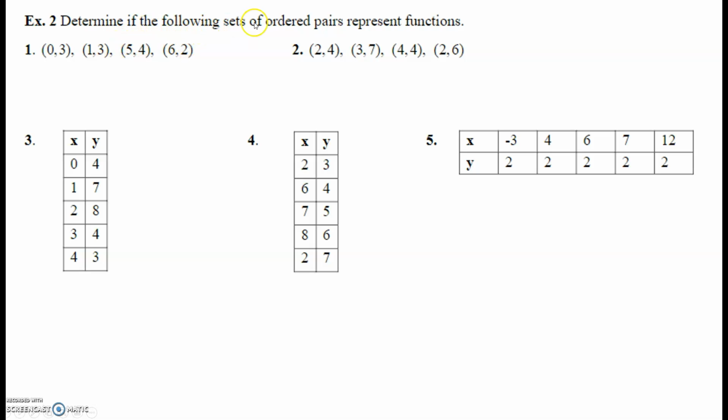Example 2: determine if the following sets of ordered pairs represent a function. Remember in the very beginning that we said a function has to have one output for every input. So basically every x value right here or right here needs to have one output. Number 1, I'm looking at 0, 1, 5, 6. Right now I'm just looking at my x values. There's no repeating x values, so each input has a unique output, which means this is a function.